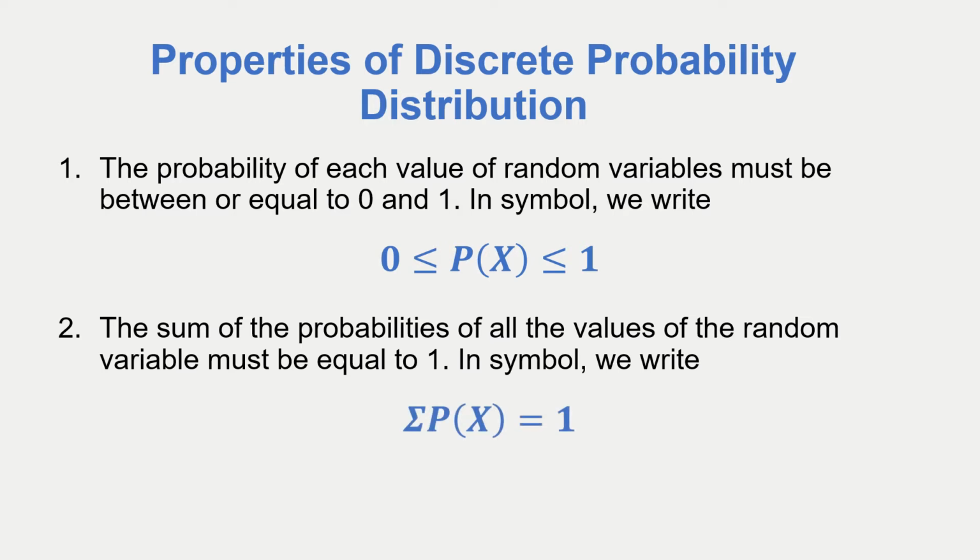The second property is that the sum of the probabilities of all the values of the random variable must be equal to 1. In symbol, we write it as the summation of P(x) is equal to 1. If we have a probability distribution with the corresponding probabilities for each random variable, and we add the probabilities of each random variable of a specific experiment one by one, then the answer must be equal to 1. So the sum of all the probabilities of the random variable must be equal to 1.